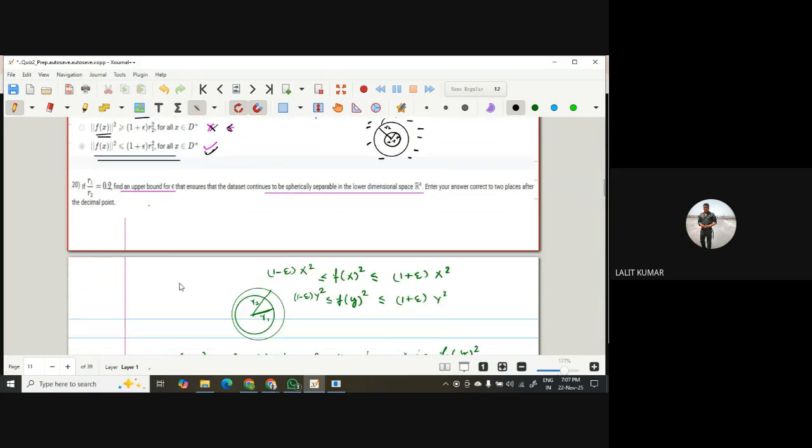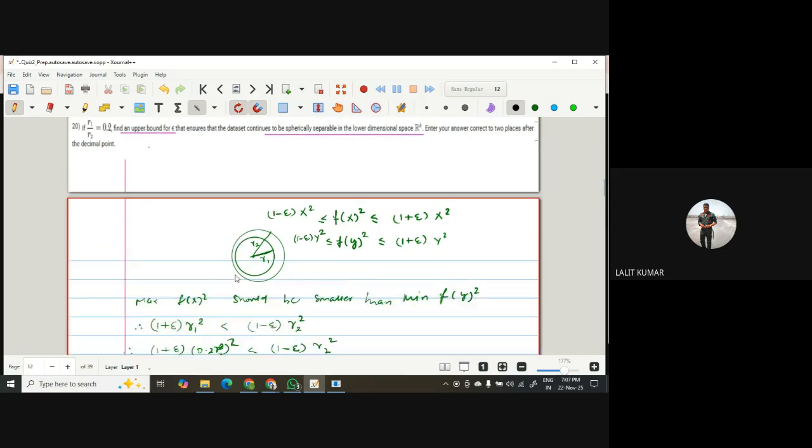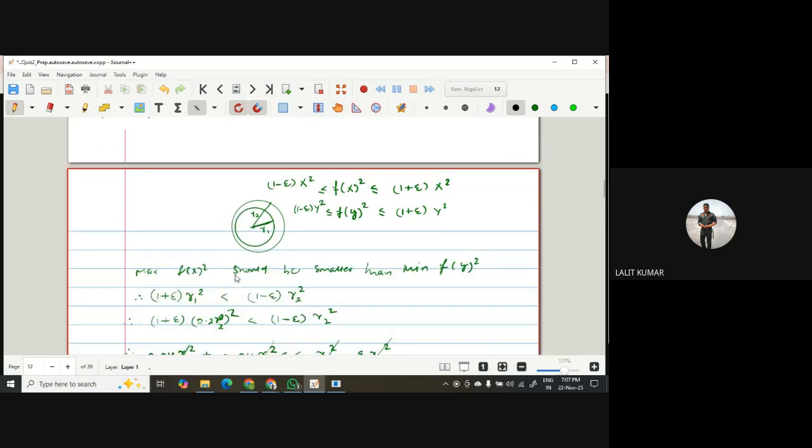If R1 over R2 is 0.2, find an upper bound for epsilon that ensures that the data set continues to be spherically separable in the lower dimension. So see what it is meaning: ||f(x)||² is less than or equal to (1 + epsilon)||x||² for x points, and similarly for f(y), we put the JL lemma.